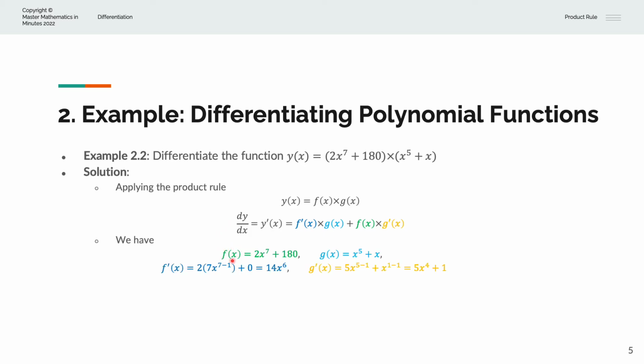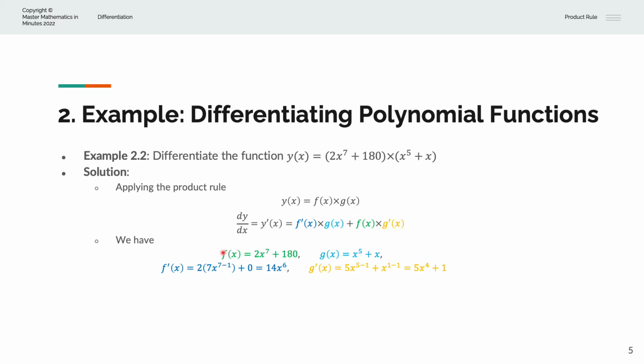So we have f(x), and we'll set that to be the first term, and that gives us 2 times x to the power 7 plus 180. And with g(x), we'll set that to be equal to the second term, which is x to the power 5 plus x. So we have the function f and function g. The next step is to differentiate these two functions.